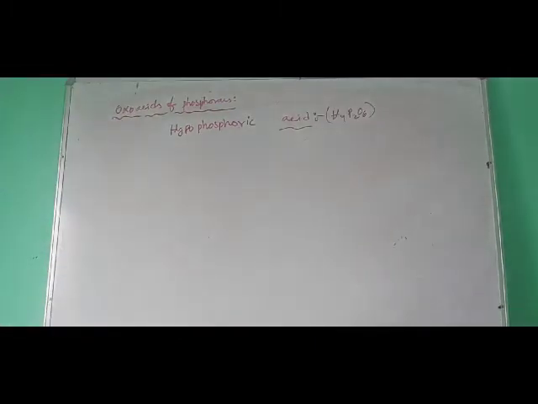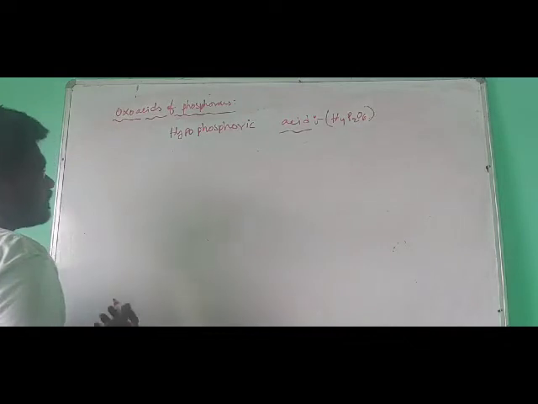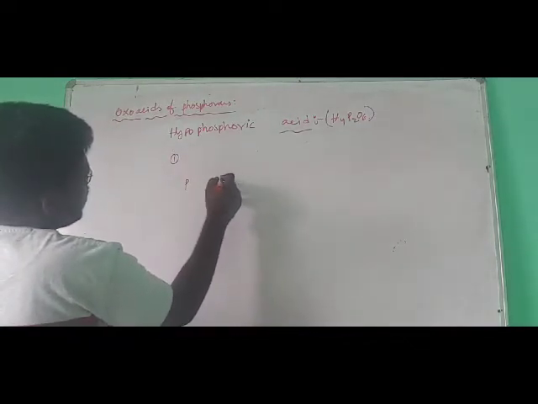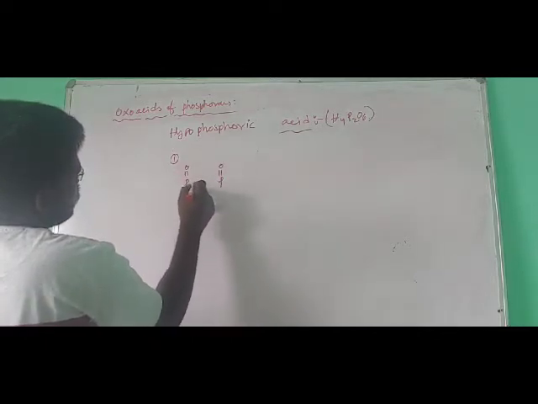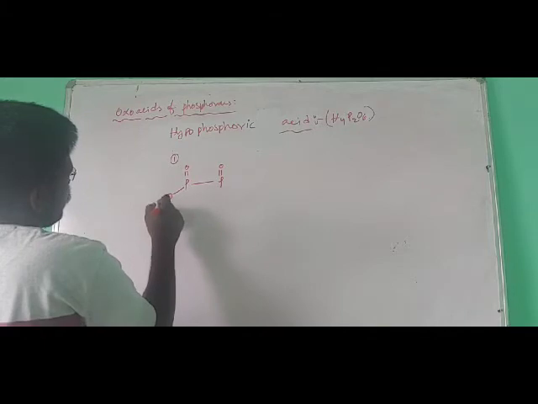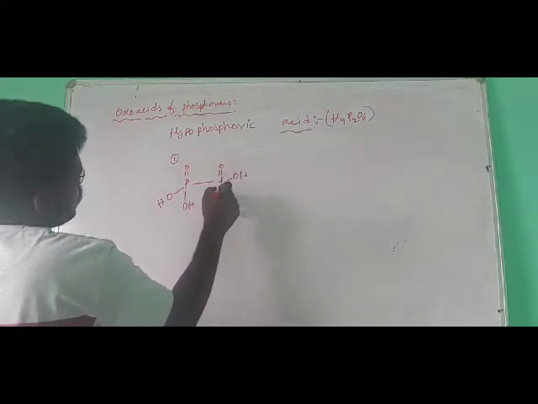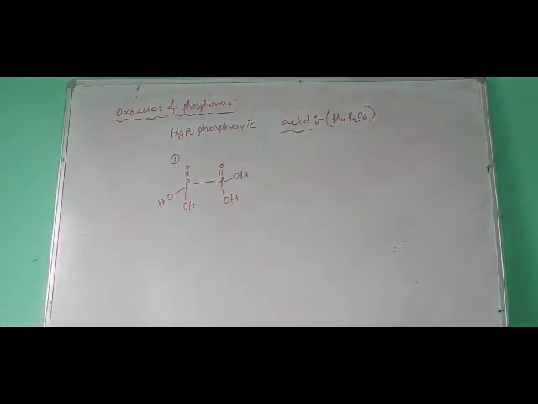So right guys. So next oxo acid of phosphorus is hypophosphoric acid. Formula H4P2O6. So now first one, structure of this molecule. So 2 phosphorus atoms are there. P double bond O, P double bond O. And next one, OH, OH, and here also OH and OH. So this is the structure of this molecule, guys.